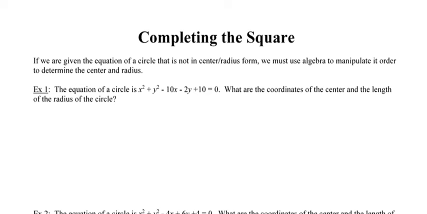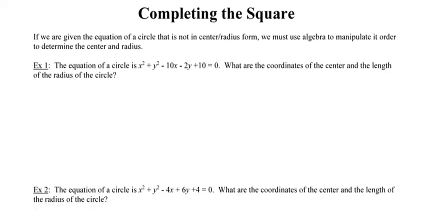Okay, so now we're familiar with circles and their equations, but what if I'm given an equation that's not in the form that I'm used to looking at? What if it's not in center radius form? How can we get it into that form so that we can determine what its center and its radius are? The answer is that we're going to use some algebraic manipulations on it in order to put it in center radius form so that we can determine the center and the radius.